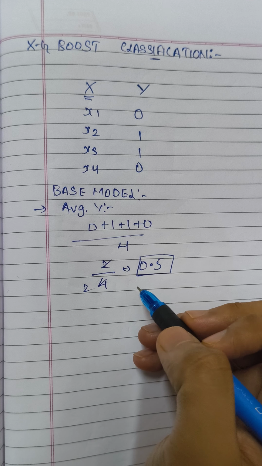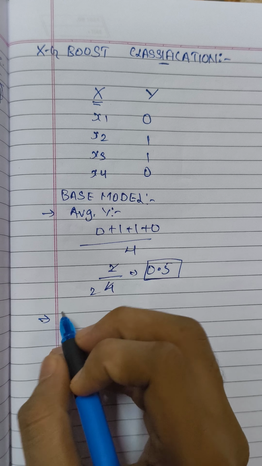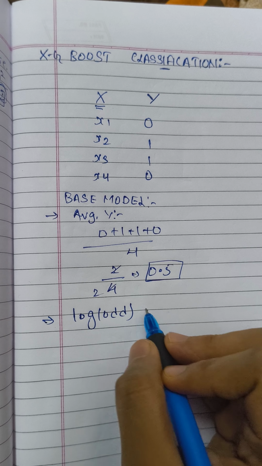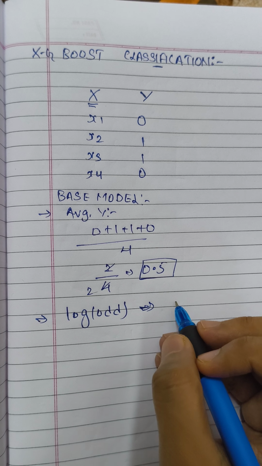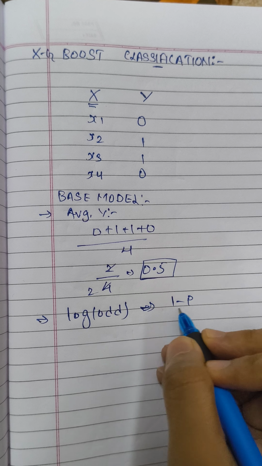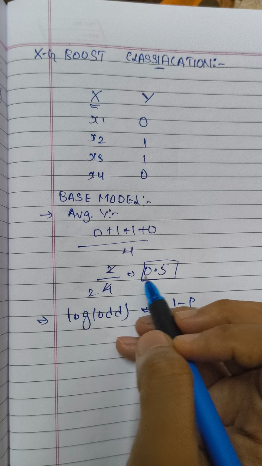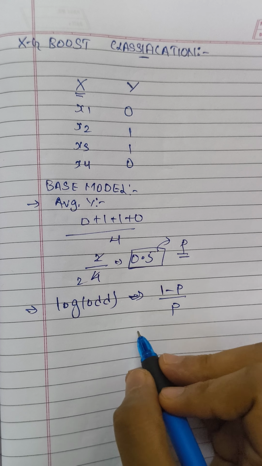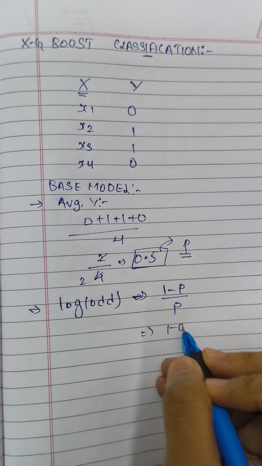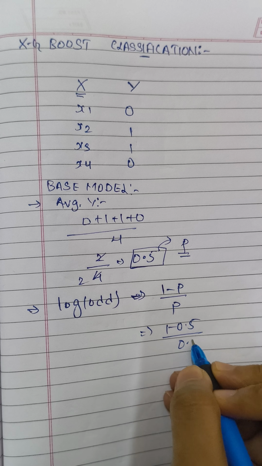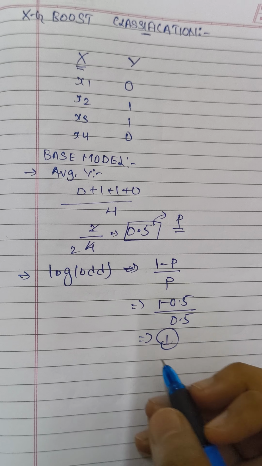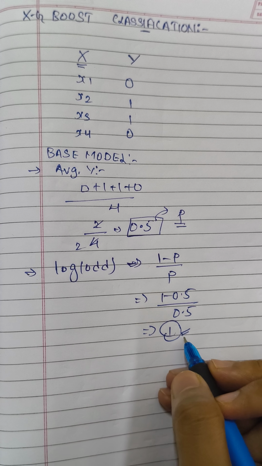Now what? It will not stop here. We have another concept, that is log of odds, and log of odds has a formula of (1 minus p) upon p. Here p is nothing but the value which came here, that is the proportion. So what will we do? (1 minus 0.5) upon 0.5, that will be 1. So we get that the log of odds value is 1.